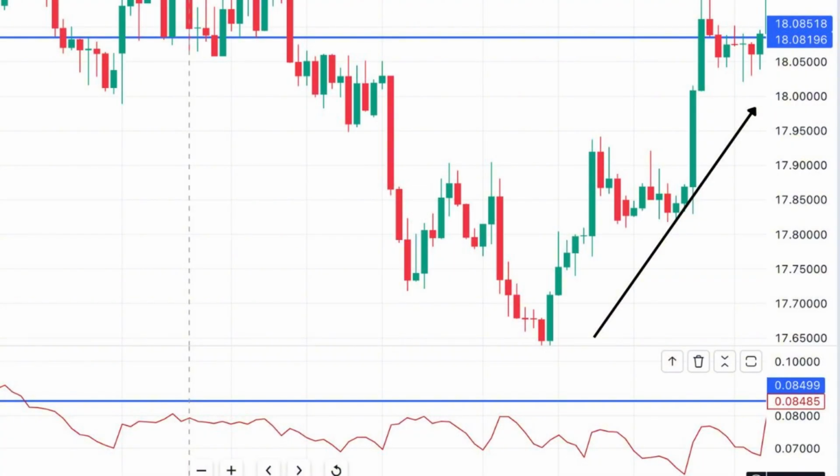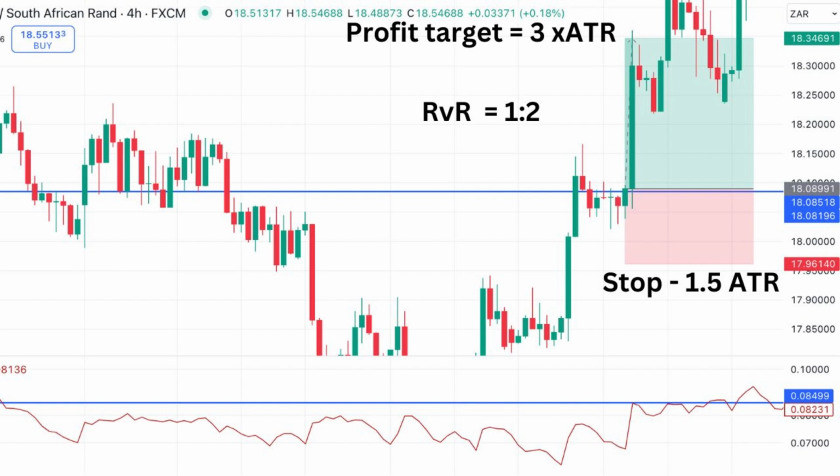Now, if we look at a trending market, for example, here we have a strongly uptrending market on the Rand dollar chart. The ATR is at 0.08499, or let's just say 0.085. And in this case, on a long position, you would set your stop loss at 17.96, which is 1.5 times the ATR, and the take profit at 3 times the ATR at 18.34.